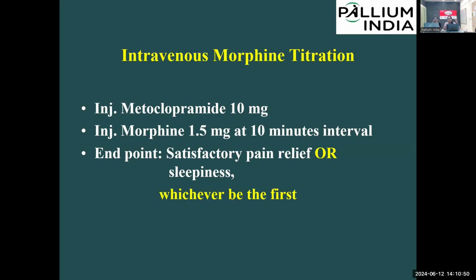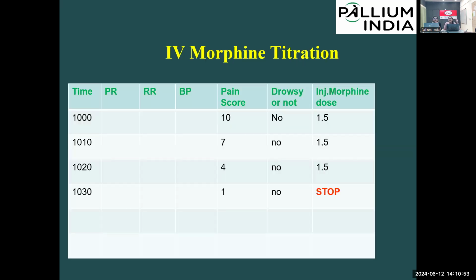Next slide, please. So suppose the titration process started at 10 o'clock, we'll be recording the vitals of the patient and, most important, the pain score, which is 10. And what would be the endpoint of our titration, or when do we stop this titration process? The endpoint of the titration would be either the patient becomes drowsy or the pain score comes down. Whichever happens first would be the endpoint of the titration.